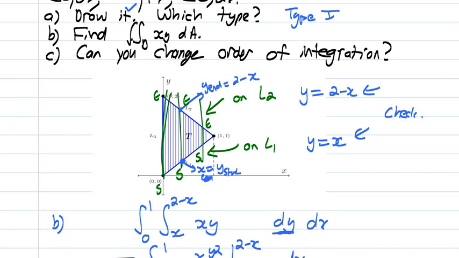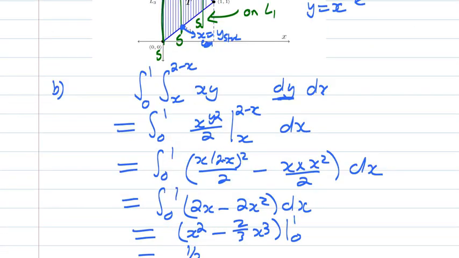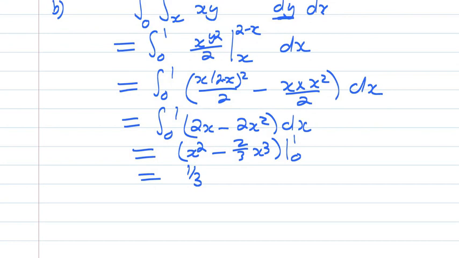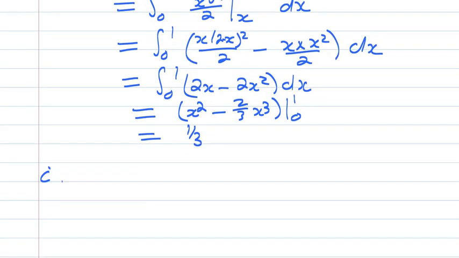But in part C, they're asking us a strange question. Can you change the order of integration? So can you treat this as a type 2 problem? Well, the trick here is to use a theorem from chapter 5.2. So what we're going to do is split up the region into 2 parts.